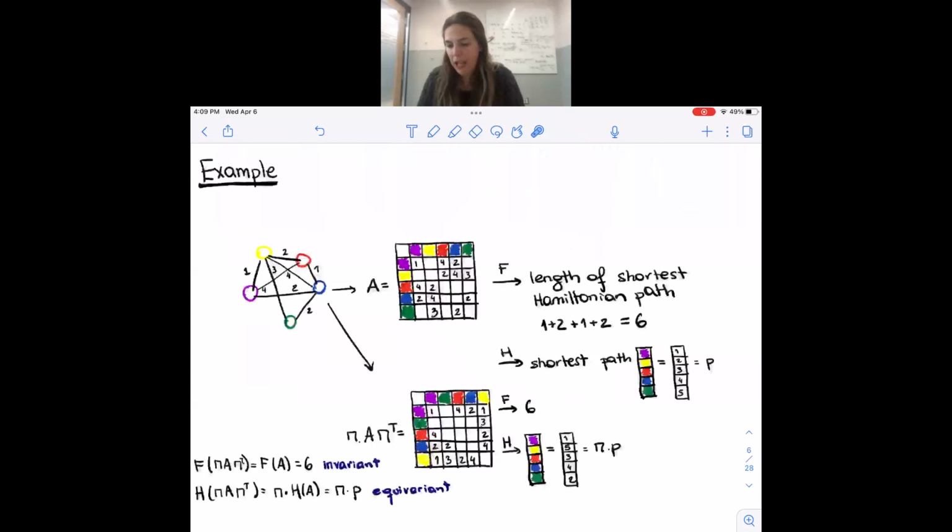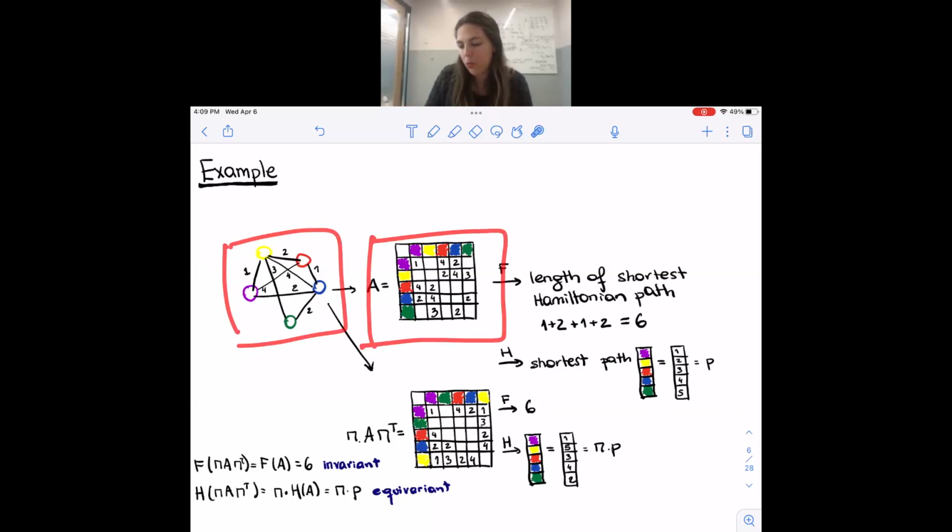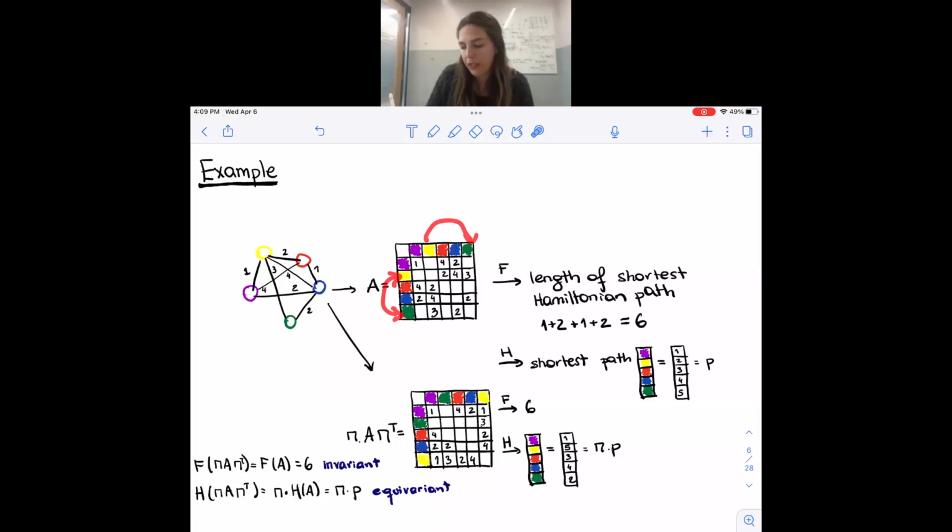Another example of equivariance is what I was talking to you about with the graph. So we started with this graph. We write the adjacency matrix in this way, but we could have also written an adjacency matrix where the yellow and the green were in the opposite order, like here. And so if I'm looking for, say, the length of the shortest path that visits every node, that function is invariant. This is a real output, it's a number. And so if I apply a transformation to the matrix, then the function f doesn't change.